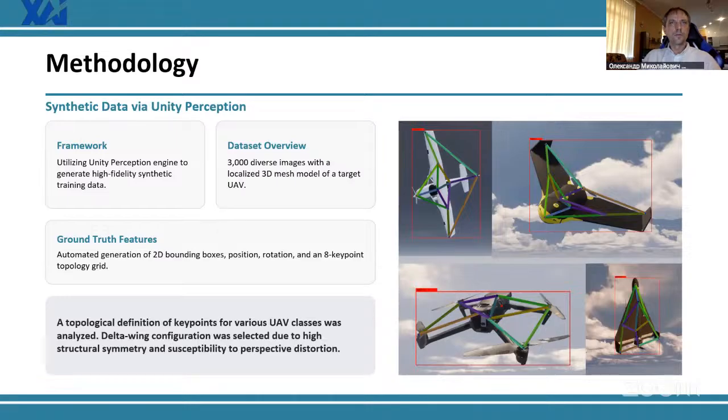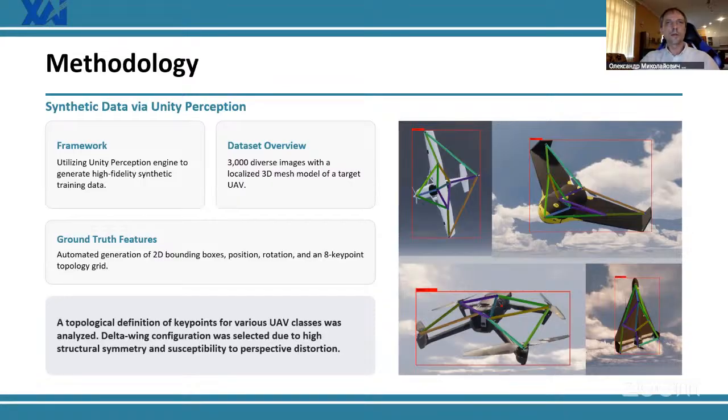I want to add a few words to the slide because of a slight mistake. In this paper, we compare two YOLO architectures based on key points detection. So we analyzed the topological approach of key points detection for various UAV classes. A delta wing UAV configuration was chosen due to its high structural symmetry and susceptibility to perspective distortions.